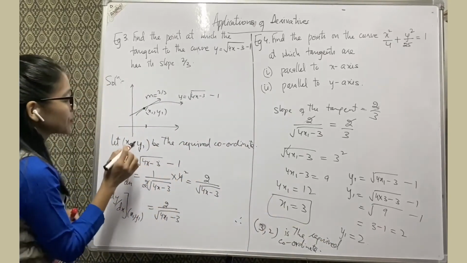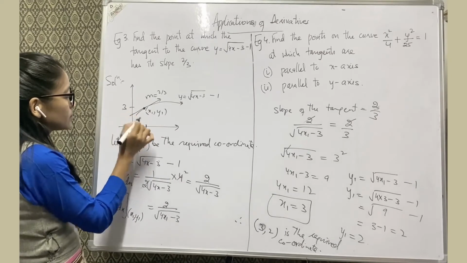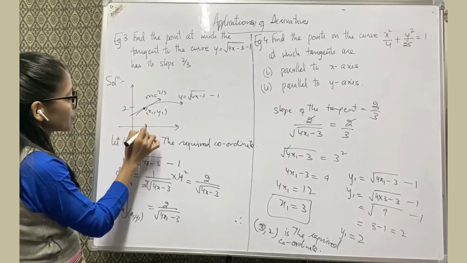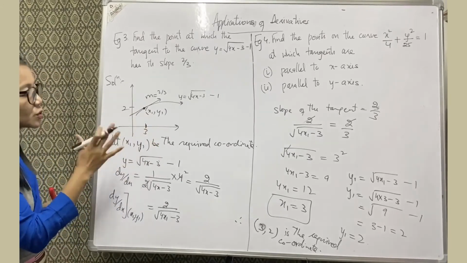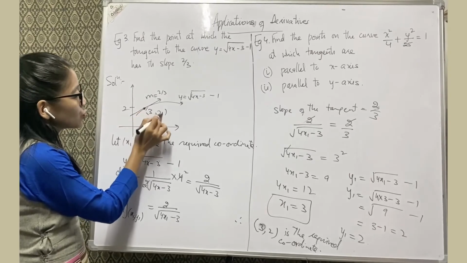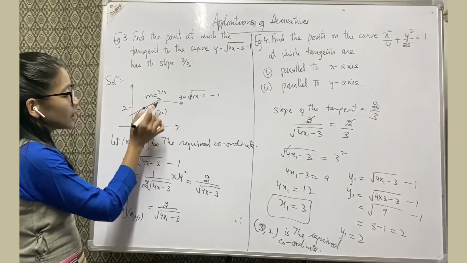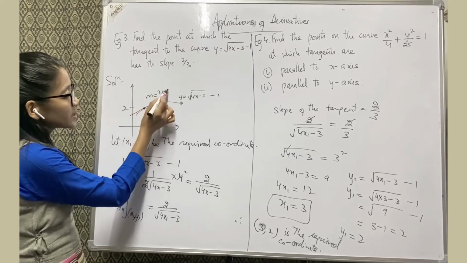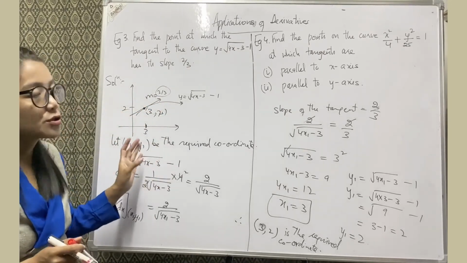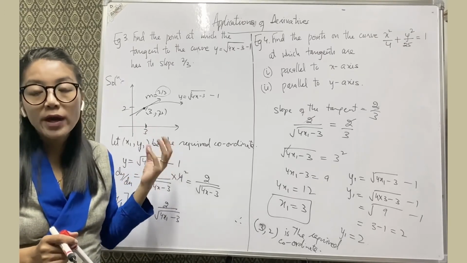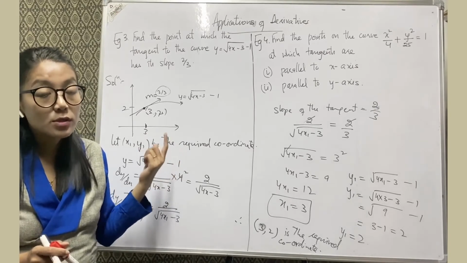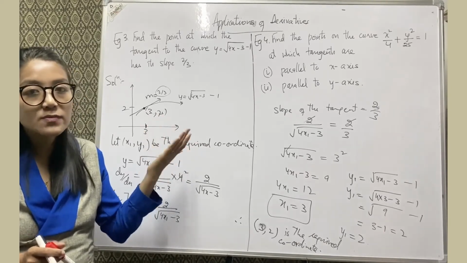Is that clear? So which means (3, 2). My graph is just incorrect, so just understand this. At this point (3, 2), when you draw the tangent to this curve, the slope of this tangent will be equal to 2 by 3. So this is another type of question on the topic of tangent and normal, where you will be asked to find the coordinates of the point on the curve which satisfies a certain condition.